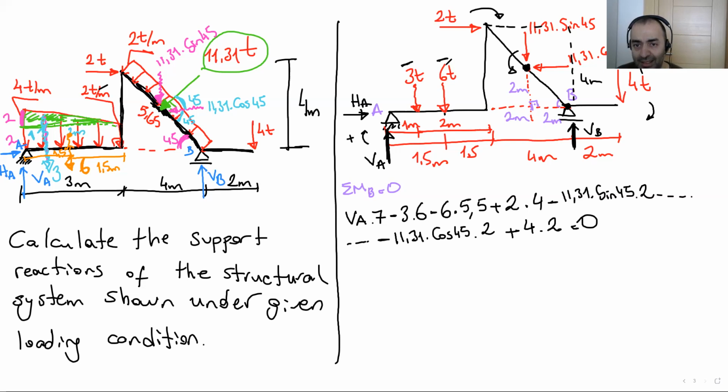So 6, for example, rotates the system in this direction, right? Because this is the rotation point. B is the rotation point. But 4 rotates the system in this direction, depending on the rotation point. Okay hocam, thank you. They are in opposite directions. You get the point, I guess. Yes.